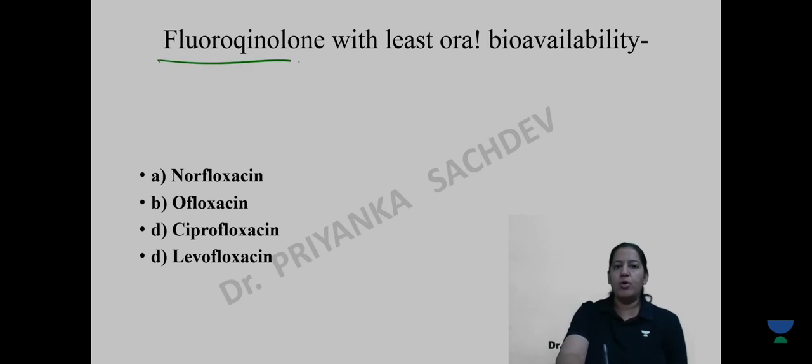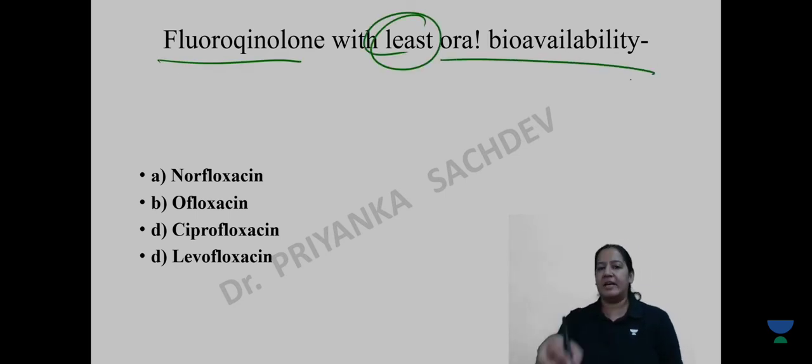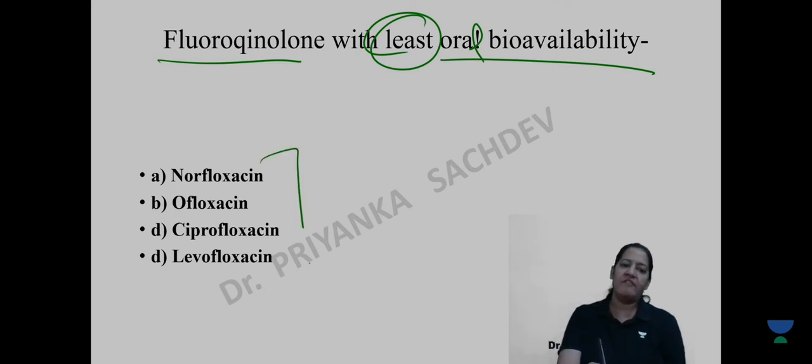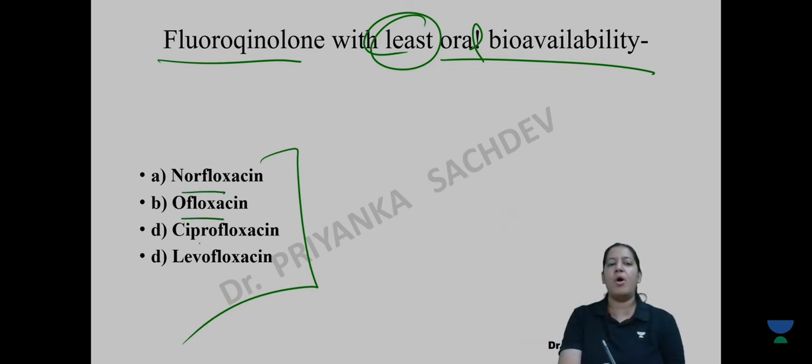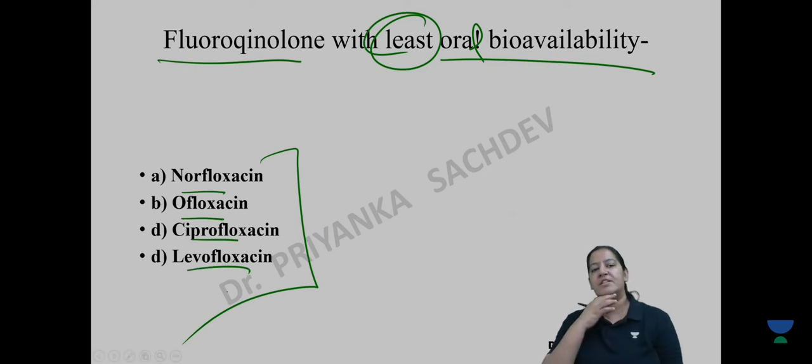Anyways, फ्लोरोक्विनोलोन with least bioavailability, least oral bioavailability. इसका bioavailability least है. So the four options are in front of you. I taught you this question. Fluoroquinolones with least bioavailability. Is it Norflox, Oflox, Ciproflox or Levoflox? Tell me the answer. Sufi, Amar, Kishore, Priyanka, others. Amar is saying A. Is it right?